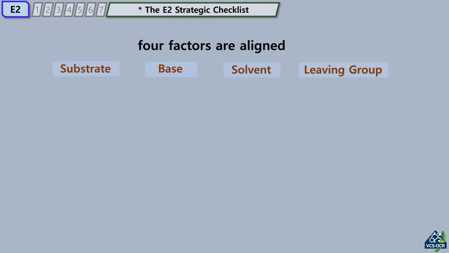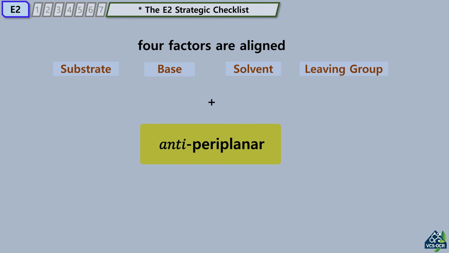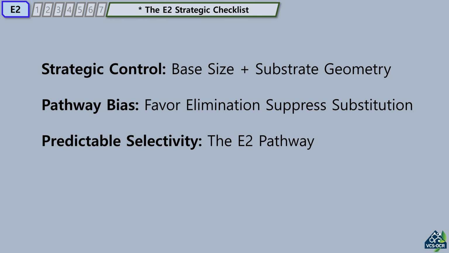However, even when these 4 factors are aligned, the E2 reaction demands one final prerequisite: the anti-periplanar stereoelectronic requirement. The beta hydrogen and leaving group must adopt the proper geometric alignment for elimination to occur. By strategically choosing base size and analyzing substrate geometry, chemists can bias the reaction pathway toward elimination and effectively suppress competing substitution. E2 is not merely a competing side reaction. It is one of the most reliable methods for constructing carbon-carbon double bonds, a fundamental framework throughout organic chemistry.